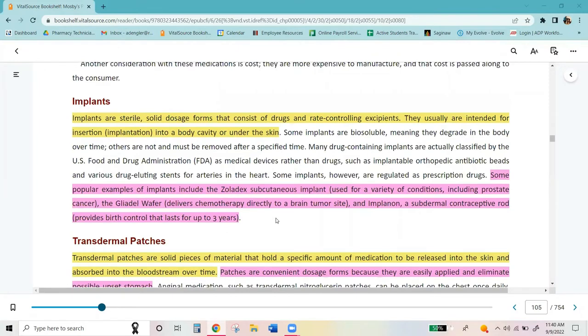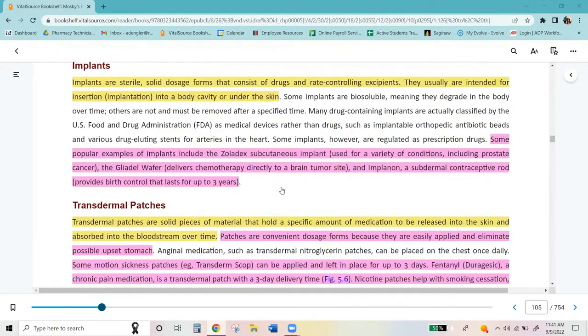Implants are sterile solid dosage forms that consist of drugs and rate controlling excipients, so medications. They usually are intended for insertion, implantation into a body cavity or under the skin. Some popular examples of implants include the Zoladex subcutaneous implant, used for a variety of conditions, including prostate cancer, the Gliadel wafer, which delivers chemotherapy directly to a brain tumor site, and of course, the implanted subdermal contraceptive rod that provides birth control for up to 3 years.